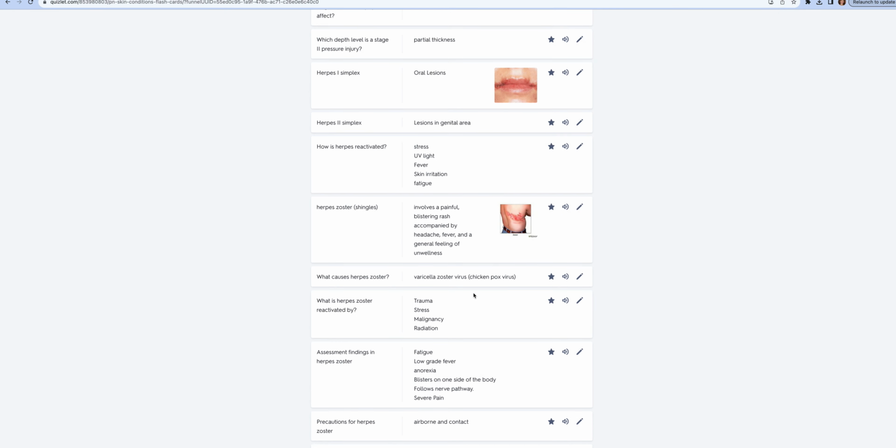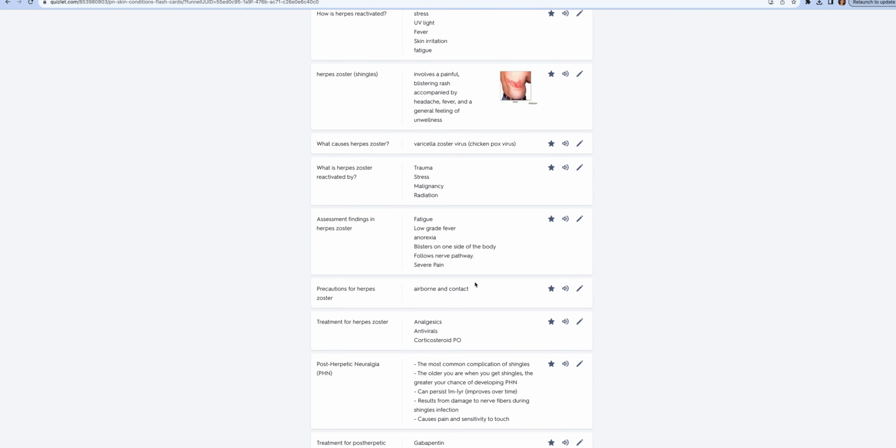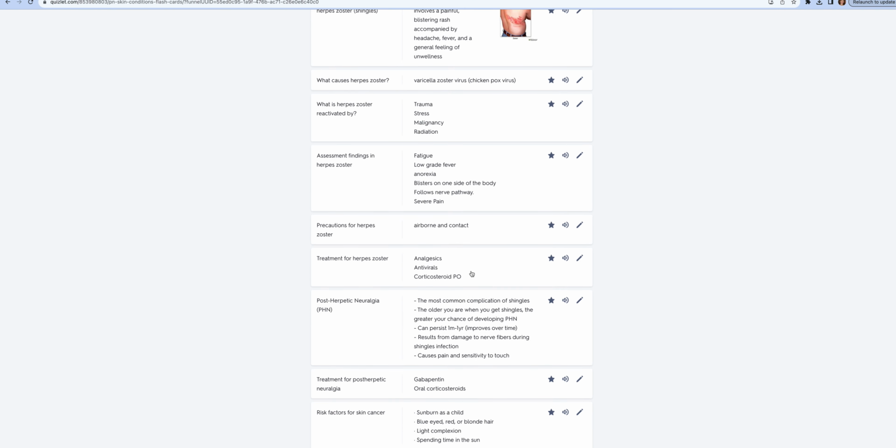Okay, so it's reactivated by malignancy, radiation, stress, and trauma. The patient is going to have blisters on one side of the body. It follows the nerve pathway, I remember that, and then they're going to have severe pain. The type of precautions they need are airborne and contact. All right, the treatment includes analgesics, antivirals, and corticosteroid POs.